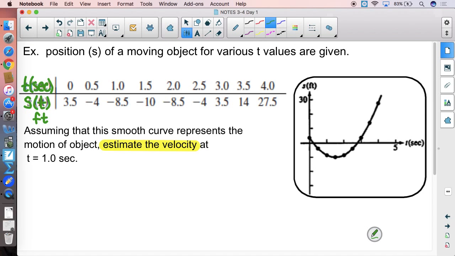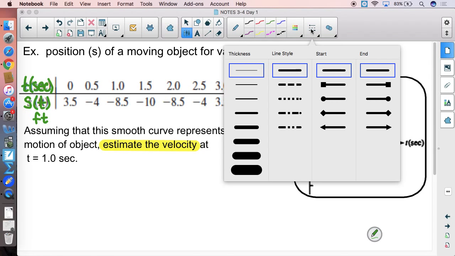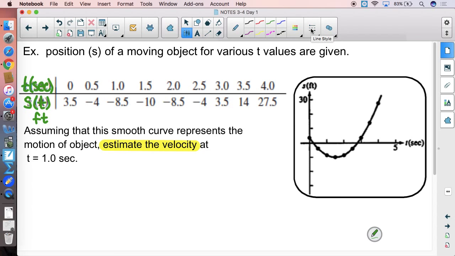And on the graph, they show us that if we connect these in a kind of curvy pattern, that's what it would look like. So they said, assuming that a smooth curve represents this, they did not give us the function, so they didn't give us the formula, and they're asking that if we assume this smooth curve represents the motion, they'd like us to estimate the velocity. Well, velocity means the rate of change and in what direction, the speed in what direction. So they're asking us to estimate the derivative at 1 second.